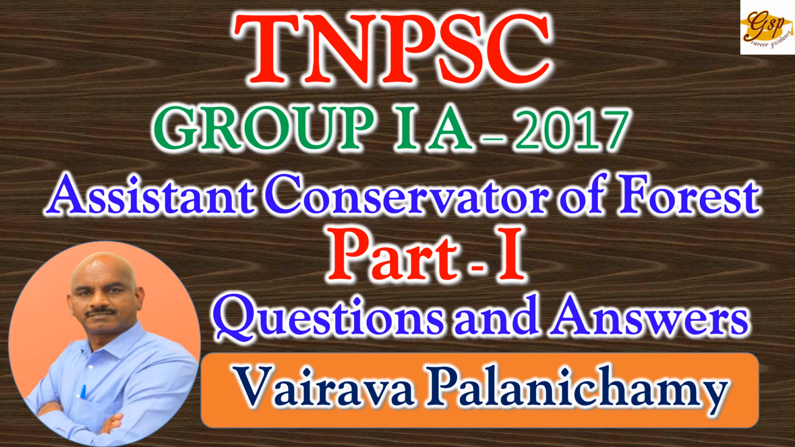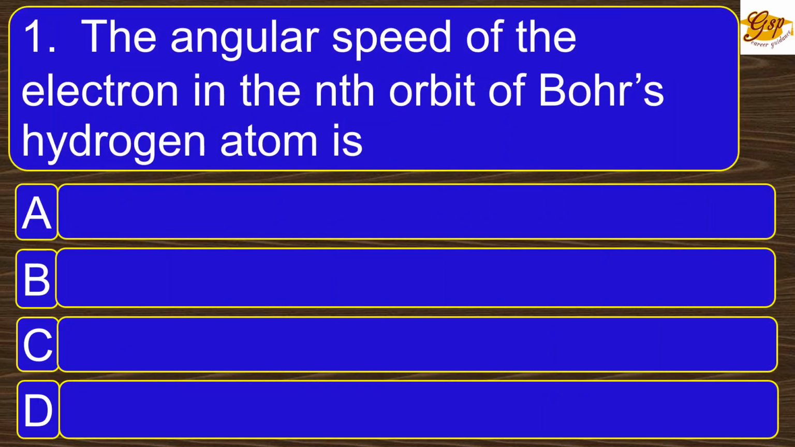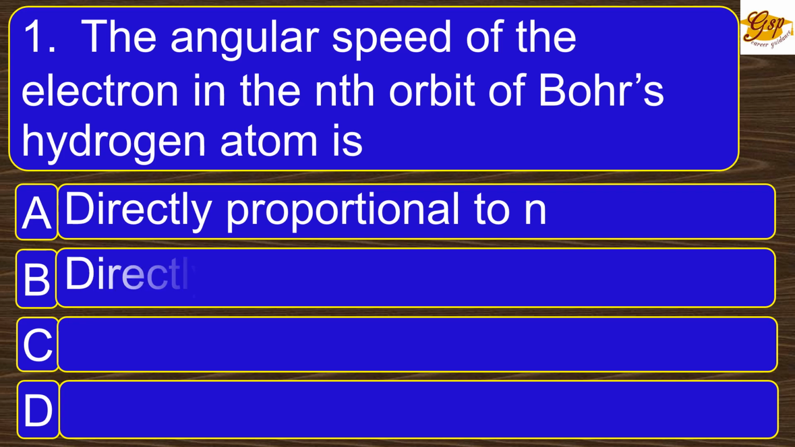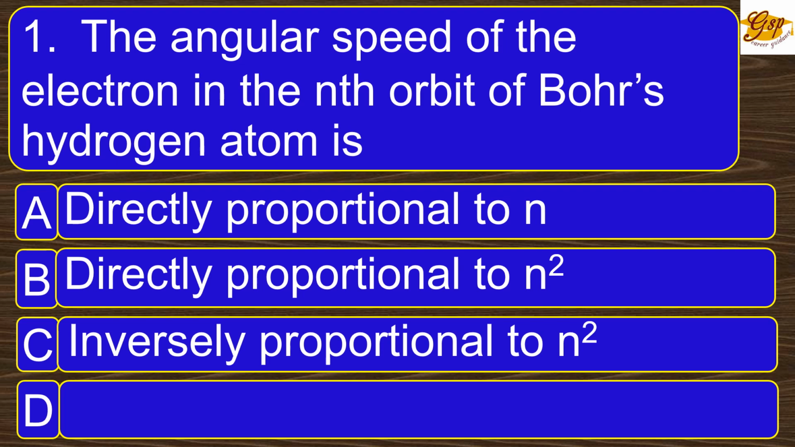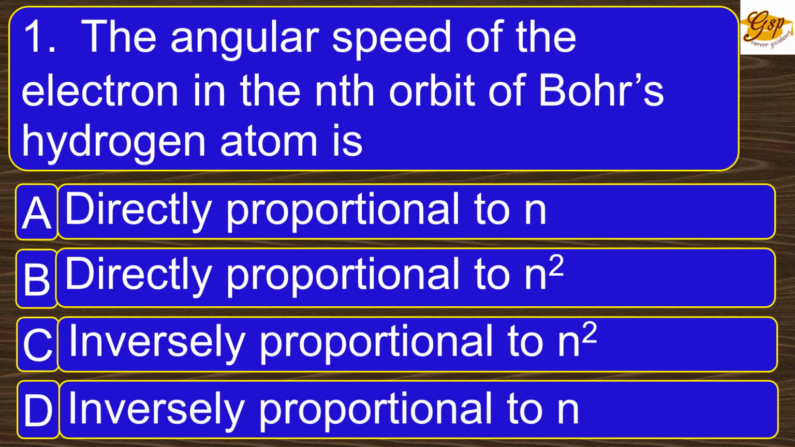First question. The angular speed of electron in the nth orbit of Bohr's hydrogen atom is: A, directly proportional to n; B, directly proportional to n square; C, inversely proportional to n square; D, inversely proportional to n. The correct answer is C, inversely proportional to n square.